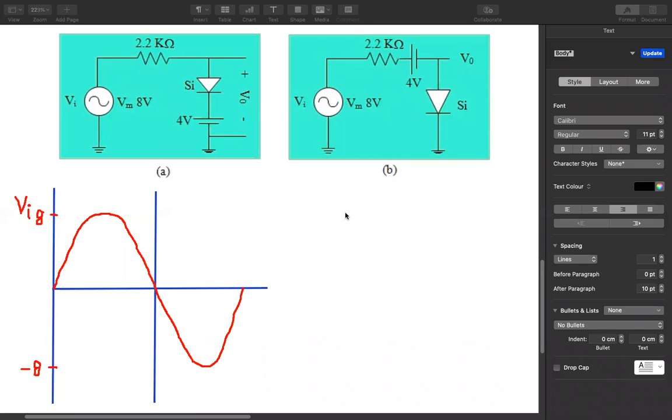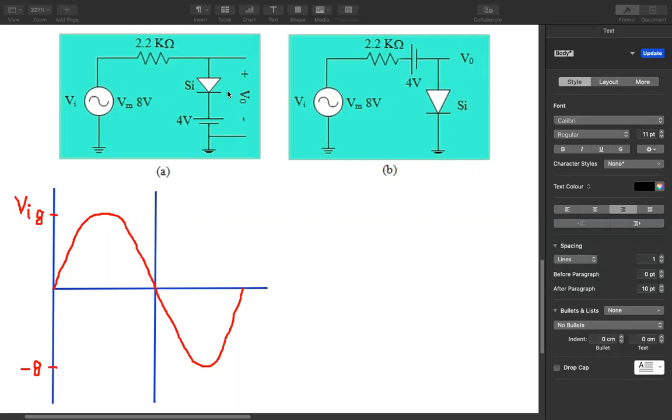Okay, let's try to solve this. This is our input waveform Vi in red color, and the maximum amplitude of the waveform is 8 volts. So this is lying from -8 to 8 volts. Now, the very first step that you have to go for is try to find out the region in which your diode is forward biased.